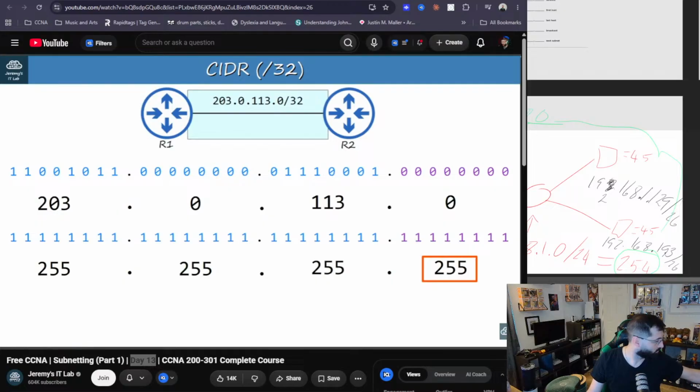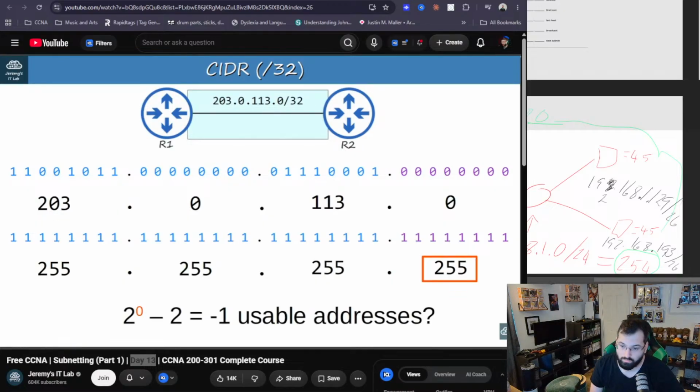There are no host bits. If you calculate this using our formula, you will get -1 usable addresses. Clearly, the formula doesn't work in this case. You won't be able to use a /32 mask in this case, and you will probably never use a /32 mask to configure an actual interface.